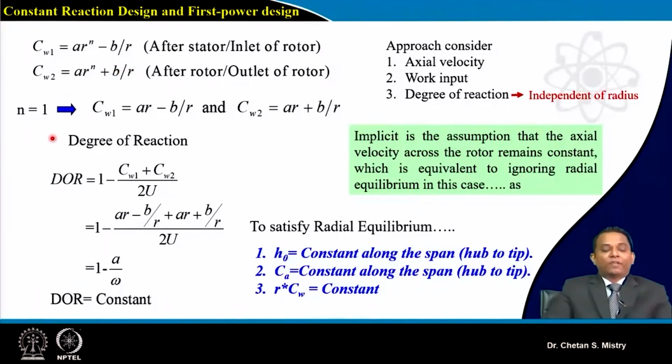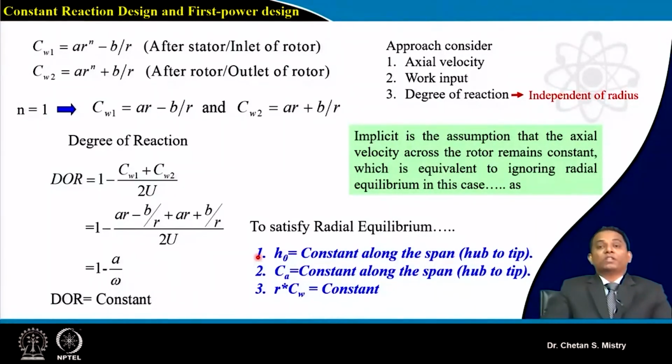Now if we consider our value n equal to 1, that's what will be giving me my distribution of CW1 and CW2. Now what we know, in order to have our flow to be three-dimensional and we consider our flow to satisfy radial equilibrium, we need to satisfy three different criteria. So let's recall, we have discussed my stagnation enthalpy needs to be constant throughout my span, say from hub to tip, or we can say our work input needs to be constant throughout my span.